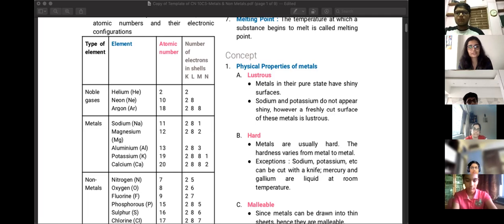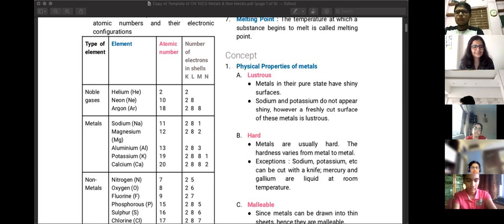Like what makes metals what they are, because of their physical properties and chemical properties? You won't start doing experiments with iron and coal, right? So let's talk about physical properties here. How did you identify that this iron nail is a metal, but this is a non-metal?